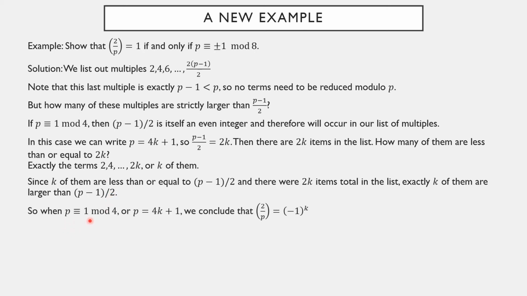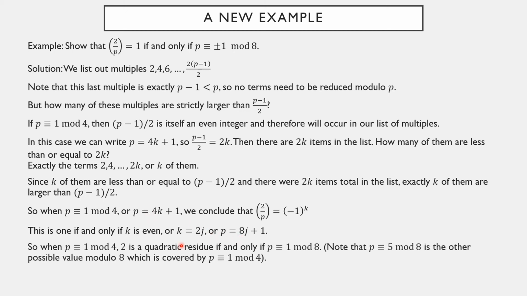So if p is equivalent to 1 mod 4, in other words, p is 4k plus 1, by Gauss's method, the Legendre symbol (2 over p) is negative 1 to the power of how many remainders were big, and we determined k of them are big. But we care whether that exponent is even or odd. So this is 1 if and only if k is even. If k is even, I come back to p and I find that p is actually equivalent to 1 mod 8. So if p is equivalent to 1 mod 4, 2 is a quadratic residue if and only if p is equivalent to 1 mod 8.